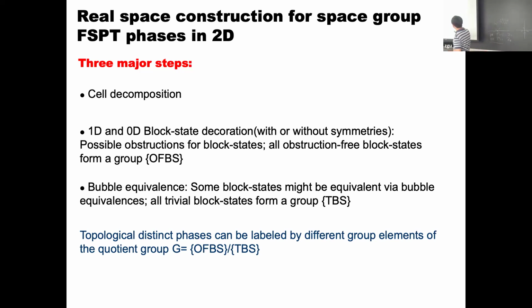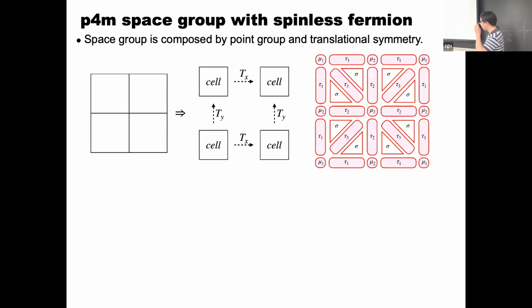Once we know which are the so-called trivial block states, using this bubble equivalence, they are all trivial. So the final classification group is just a quotient: the obstruction-free block states quotient by the trivial block states. That's the precise definition. So again, we look at one example.